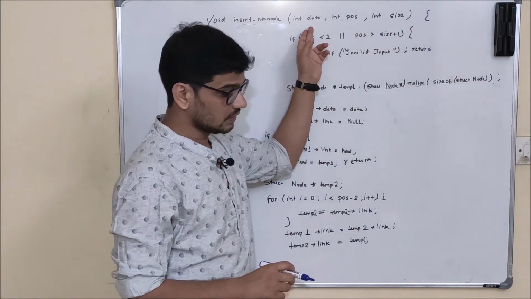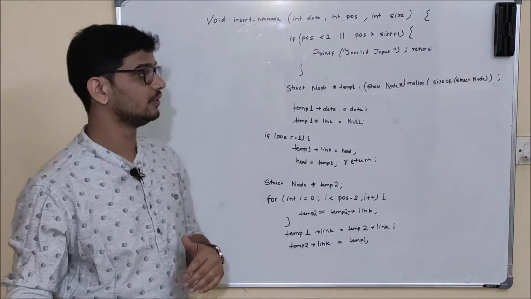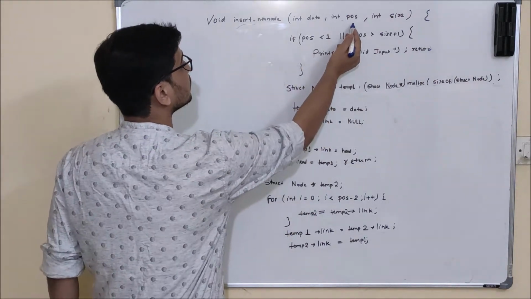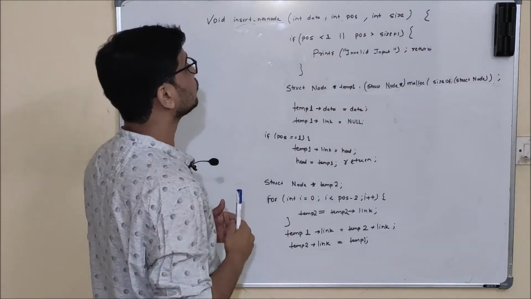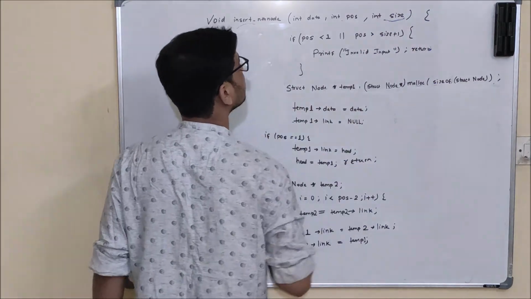Data is the thing which we will be inserting in the nodes, which we will be inserting in the linked list. Okay, that is the temp.data part. Position, pos, denotes the position at which we want to insert the node, and size represents the size of the linked list.